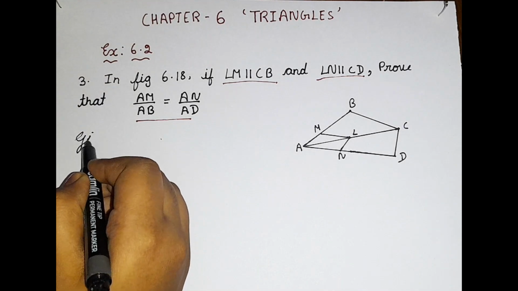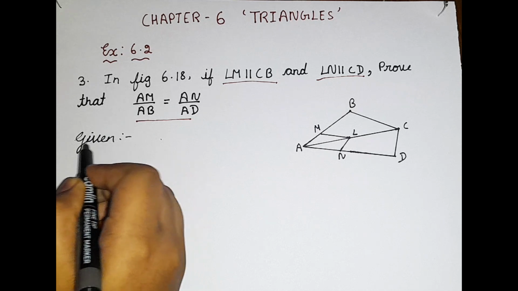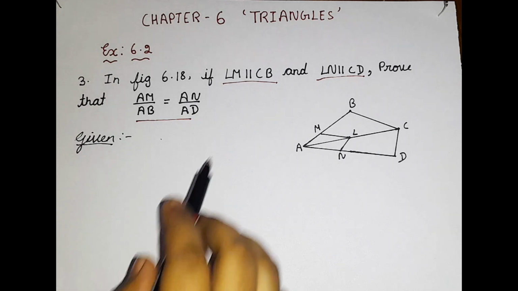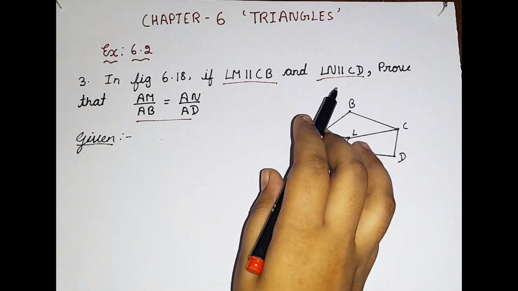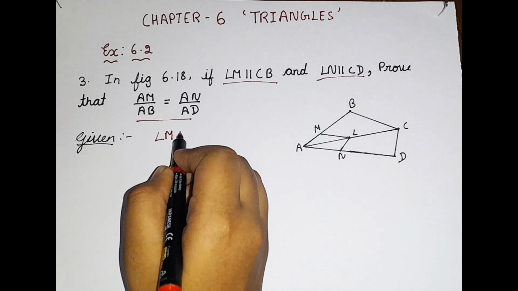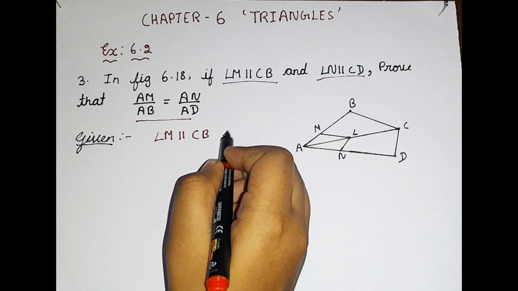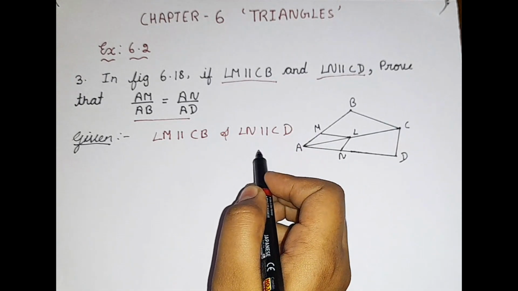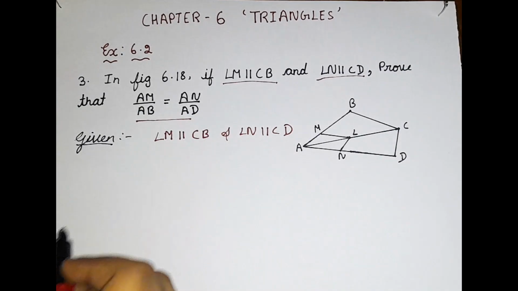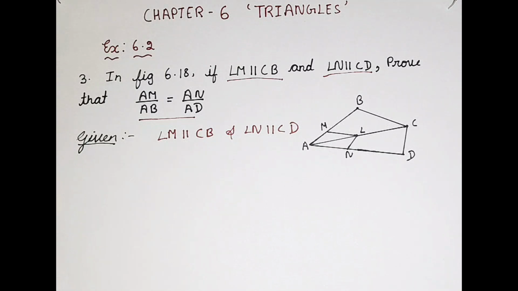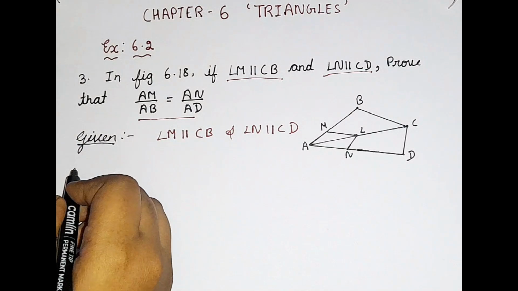So given, what is given in the question? In the question they had mentioned LM is parallel to CB and LN is parallel to CD. We can just write that: LM is parallel to CB and LN is parallel to CD. This is given in the question, and then we can write what we are supposed to prove. So now let us write to prove.